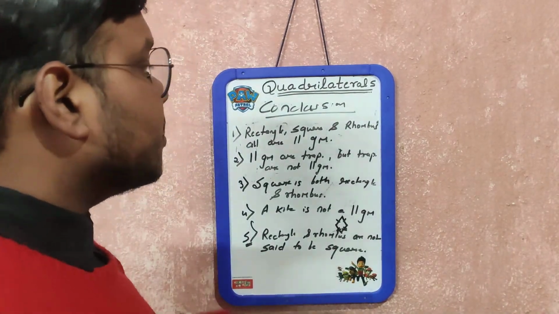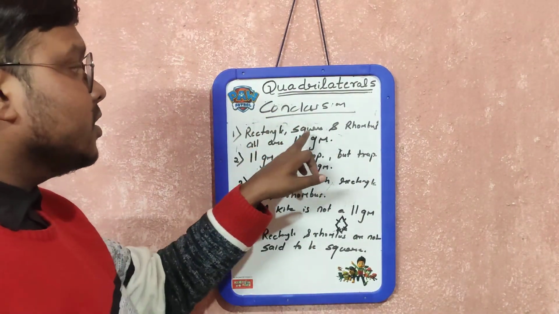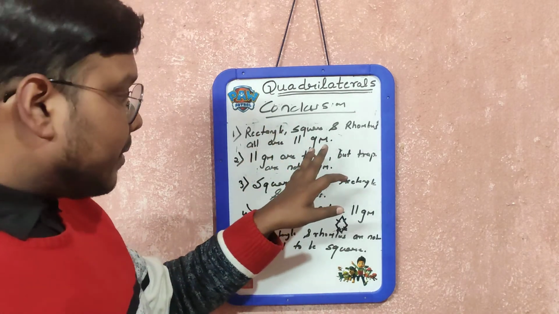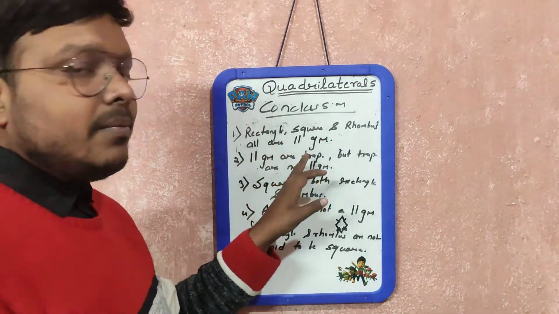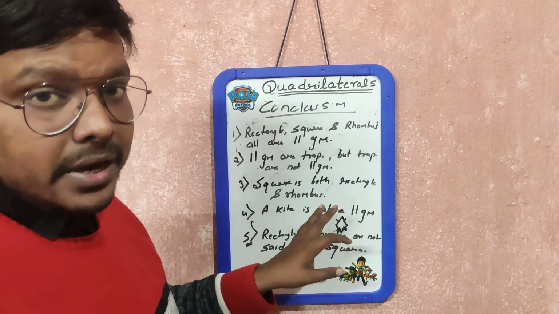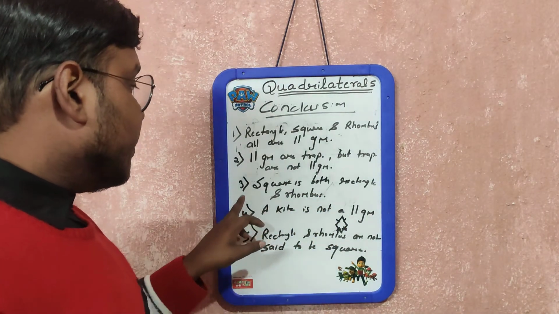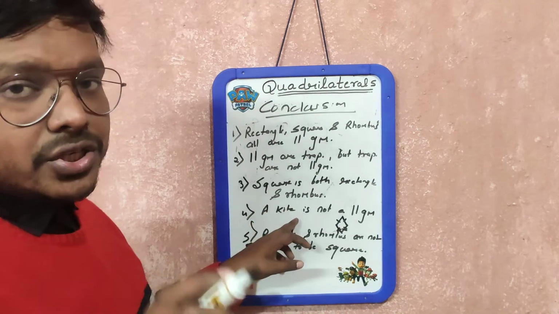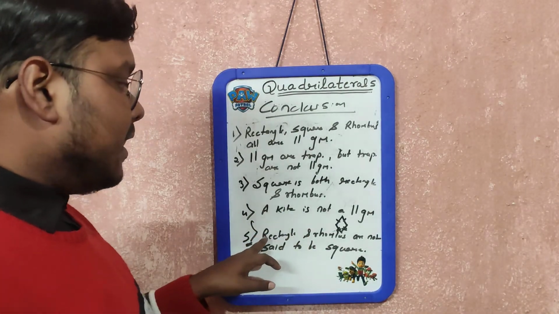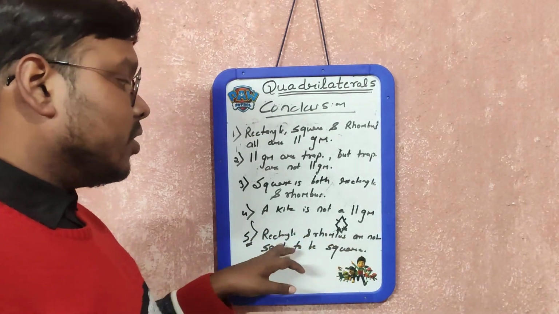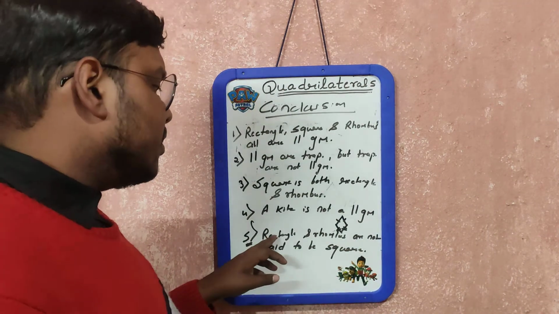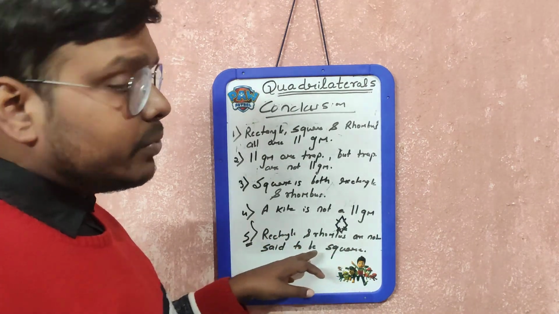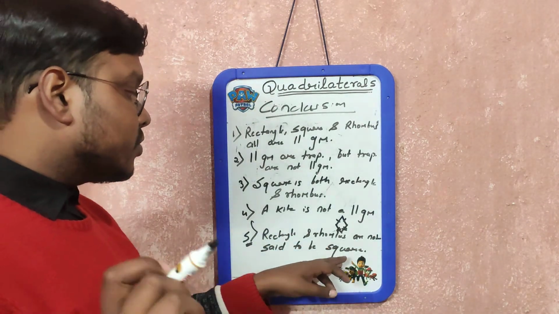Let's revise once more. Rectangle, square and rhombus all are parallelogram. Parallelograms are trapezium, but all trapezium are not parallelogram. Then square is both rectangle as well as rhombus. A kite is not a parallelogram. And last, rectangle and rhombus are not said to be square. That means all rectangles or all rhombuses are not said to be square, but each and every square is said to be a rectangle and rhombus.